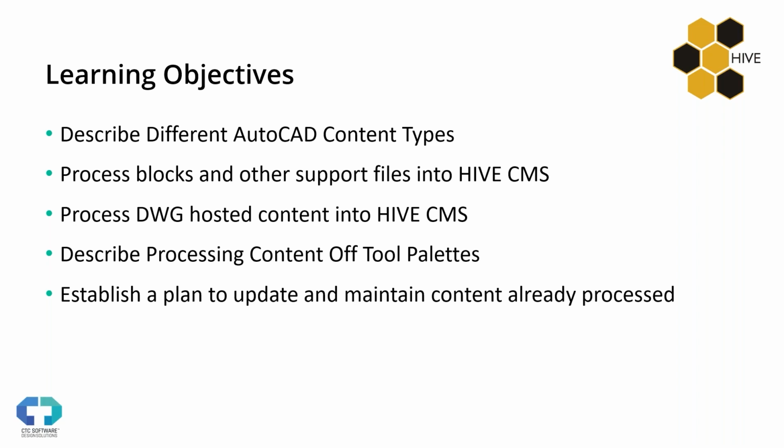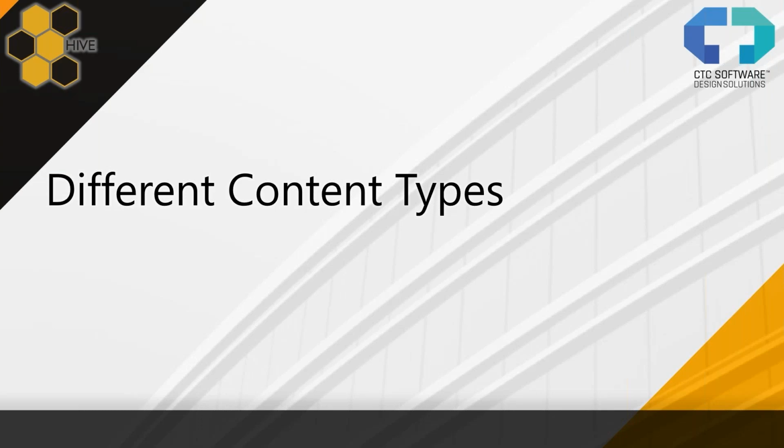And then ultimately, at the end of the day, we're going to talk about some key things that you want to consider in order to plan for updating and maintaining your content that's already processed into the HIVE CMS. So first off, let's take a look at some of the different content types that we can process in. For this, I'm going to use the CMS itself and run some searches and show you some of the content that I've already got inside my HIVE CMS.